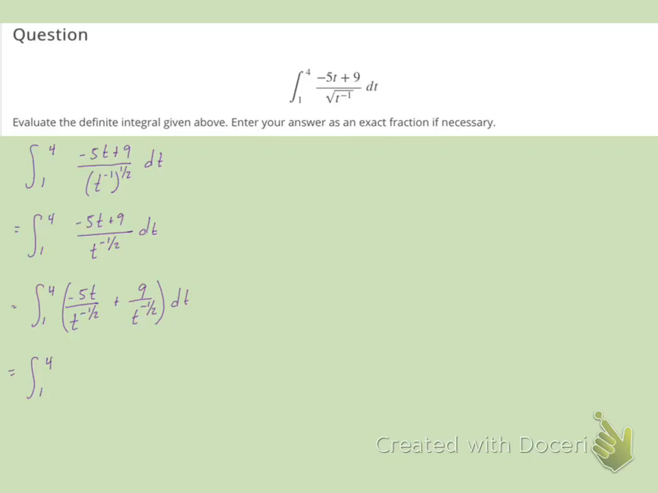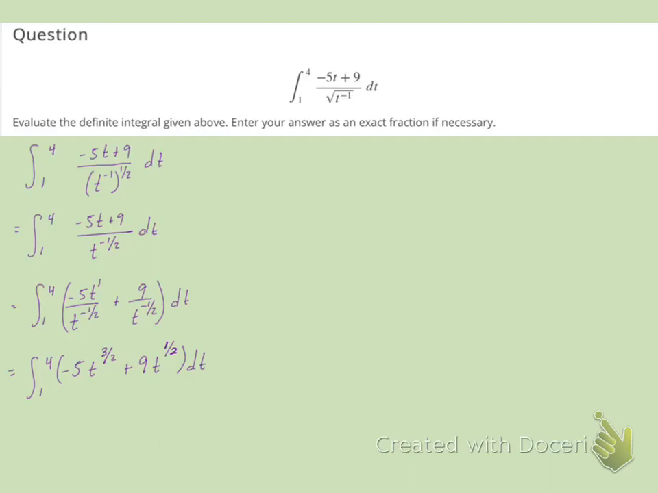So if I have a t to the first power divided by t to the negative 1/2, that means I'm subtracting my exponents. So I'm going to have negative 5 t to the first minus a negative 1/2 gives me t to the 3/2. And then for this last term, I've got 9t to the positive 1/2.